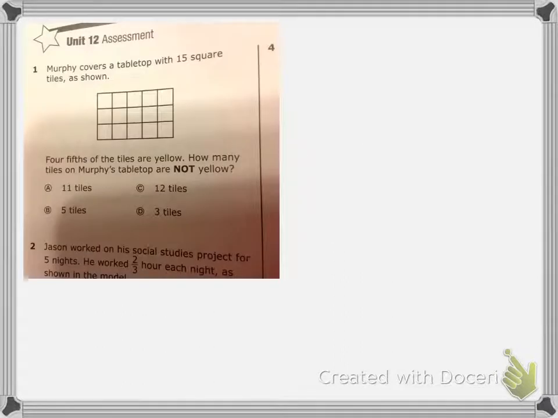Sorry. And so we're going to start with number 1 here. Murphy covers a tabletop with 15 squares. 4/5 of the tiles are yellow. How many tiles on Murphy's tabletop are not yellow? So 4/5 of, that lets us know it's going to be multiplication. So I've got 15 and I've got 4/5. So I'll say 15 times the 4/5.